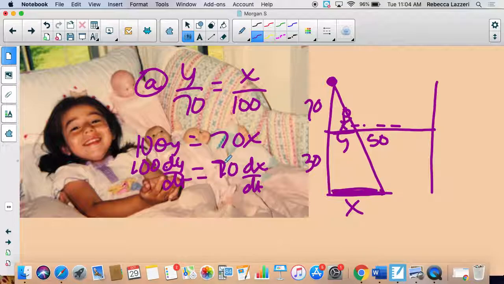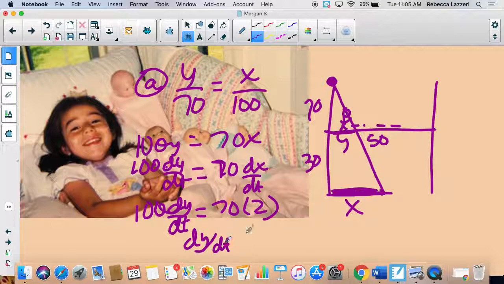So they told us how fast the girl was walking, which was 2 feet per second. Okay? So then I put that in, 100 dy/dt equals 70 dx/dt. So then dy/dt is 140 over 100.